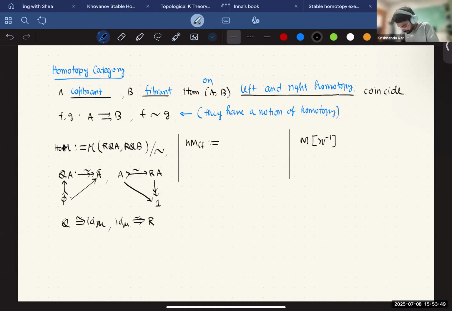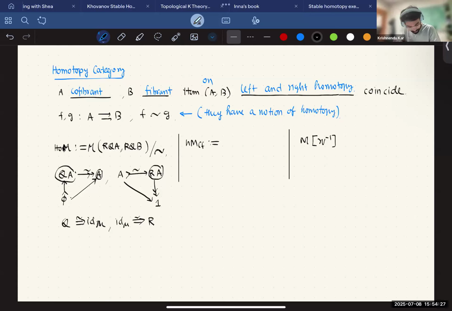You can replace this up to weak equivalence. You can replace A by QA and RA, such that QA is your cofibrant object and RA is your fibrant object. So you can replace this bifibrantly and take the homotopy classes in this notion. You will get something called Ho M. Another big feature of this model category is that a weak equivalence between bifibrant objects is actually a homotopy equivalence. That's something I'm again sweeping under the rug. So that way you can also define your HMCF.